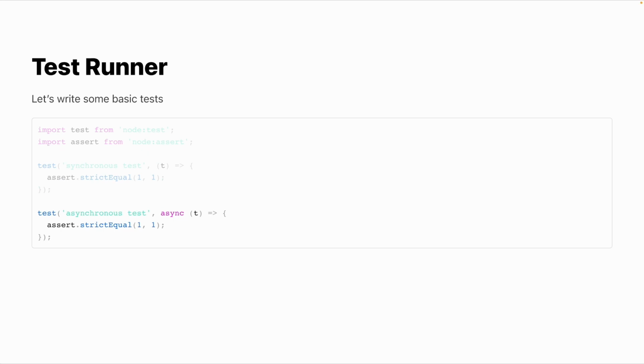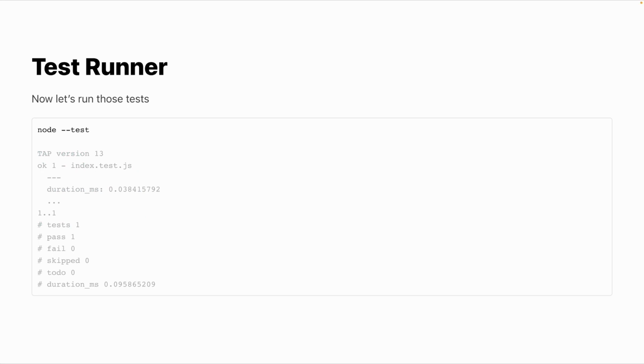And then here's an example of an asynchronous test. The only difference here is we've added the async keyword in front of the arrow function that contains our test. And so we're doing the same assert strict equal 1 equals 1. So that test is also going to pass. Now let's run those tests. In order to do that, you run node with the --test flag. And you can see here, this is the output that we get from running the tests in our previous example.